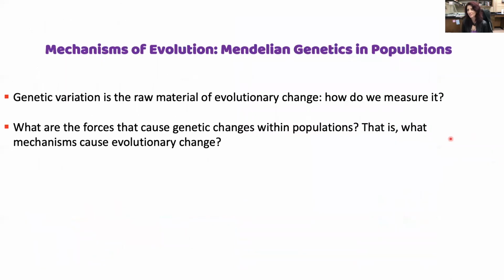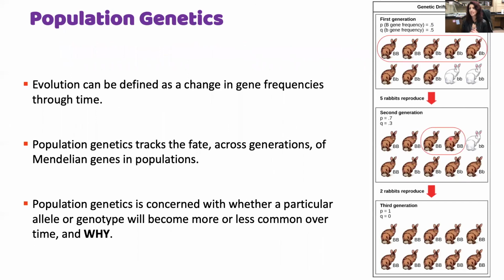Understanding the mechanisms of evolution and how Mendelian genetics involves itself in population genetics. Genetic variation is the raw material of evolutionary change, so it's important to know how we can effectively measure that. And we should also ask the question, what are the factors that cause genetic changes within populations? That is, what mechanisms cause evolutionary change? In population genetics, evolution can be defined as change in gene frequencies through time. Population genetics tracks the fate across multiple generations of Mendelian genes in populations.